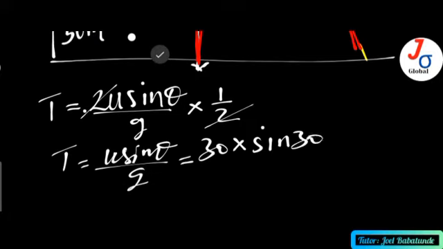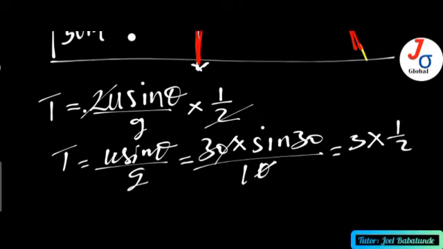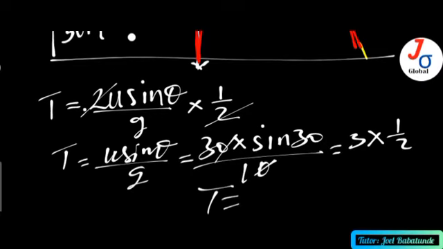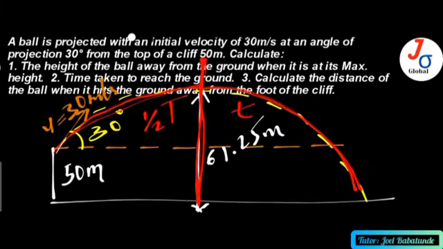That's 30 over my g, which is 10. So 10 cancels this 30. You are left with 3. And so you have 30, which is actually 3 times 10. Sine 30 is actually half. So 3 times half is actually 1.5. So half of that part actually took 1.5 seconds. So that means from here it took 1.5 seconds to get here.